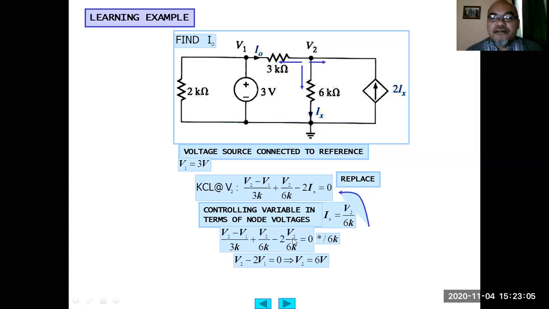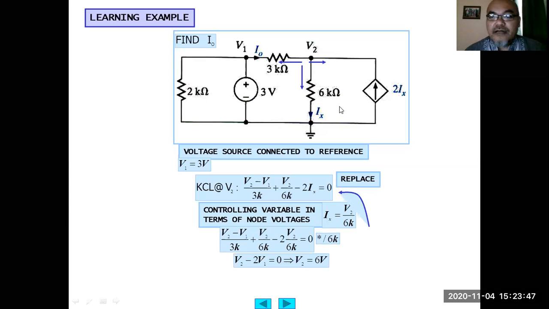Then you multiply all terms by 6K. So this becomes minus V2, this becomes 2 V2 minus 2 V1. So 2 V2 plus V2 is 3 V2, minus 2 V2 gives a single V2, then minus 2 V1 equals 0. Since V1 is known, V1 equals 3 volt, inserting it here we obtain V2 equals 6 volt.